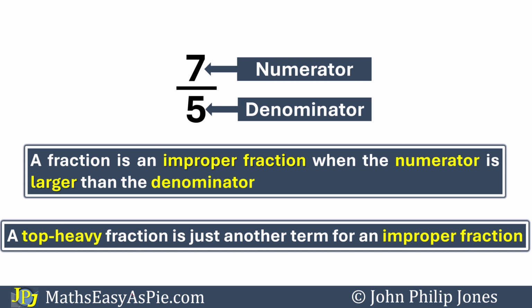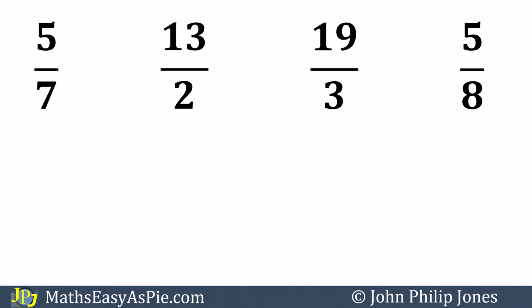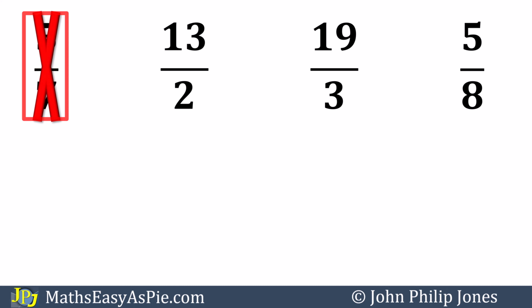Let's now consider the question that was asked, and it is asking us which of the 4 fractions in front of you are top-heavy fractions. Let's look to this one, 5 over 7. We can see that the numerator is smaller than the denominator. Consequently, this is not a top-heavy fraction.